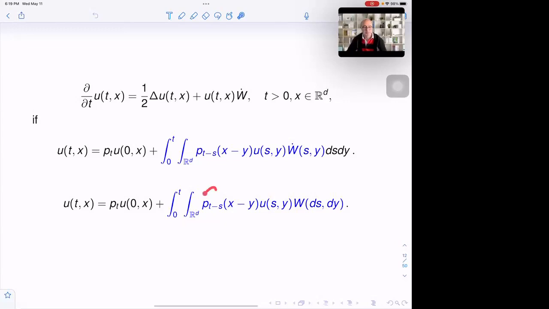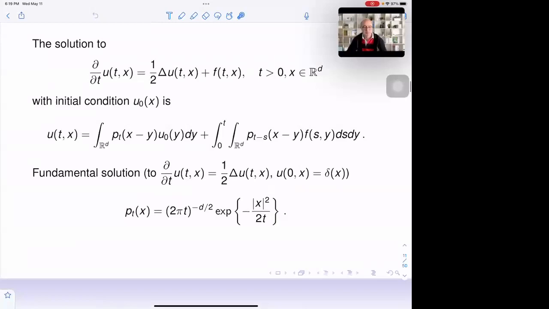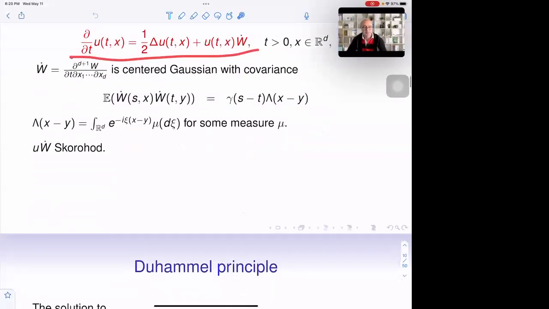So you see, if the stochastic integral of this is well defined, and if this is true, then we say you satisfy this equation. If you satisfy this equation, then we call this U the so-called mild solution to this equation. So this equation has no meaning, but you take the integration form.